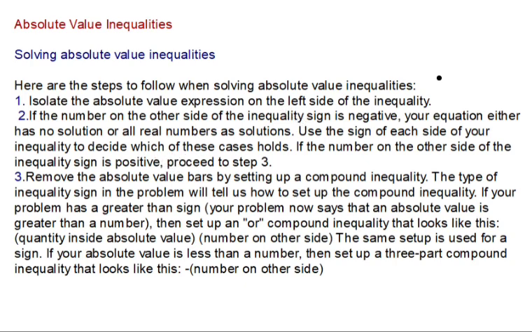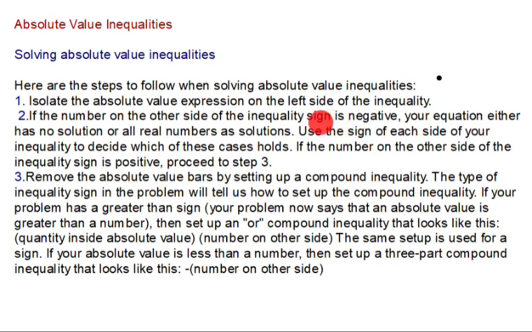In step number 2, it's a decision stage. We will take a decision in this step whether to proceed to step number 3 or to stop here. The decision is all about the other side of the inequality. We have the absolute expression on the left and we have another number or constant on the other side.